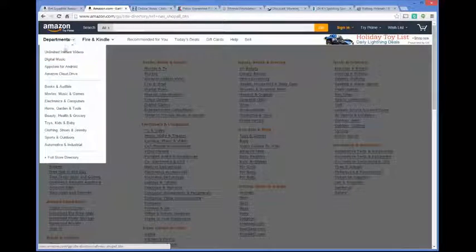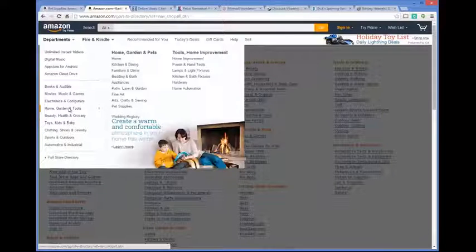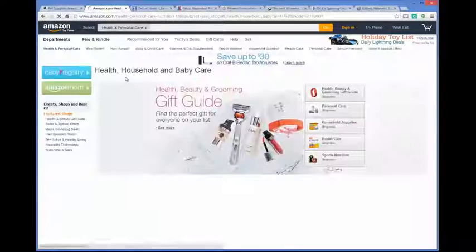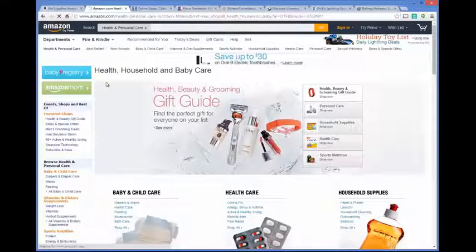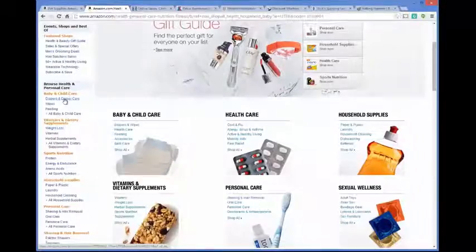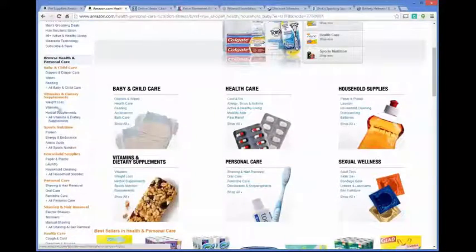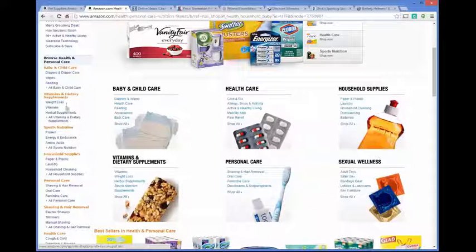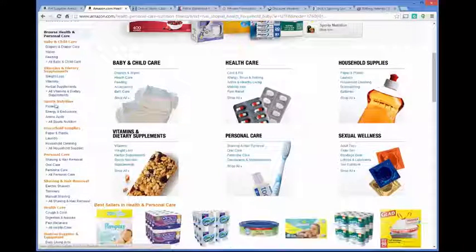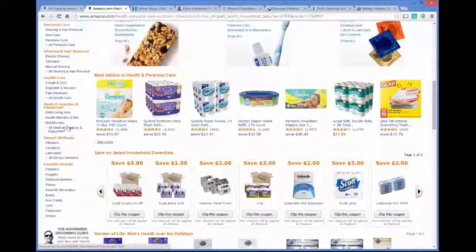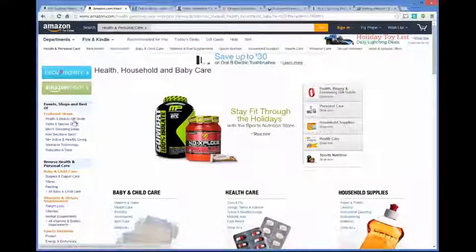If you look under departments and then scroll through here, so home and garden or beauty and health. If we went to the beauty and health department, and let's look up health, household, and baby care, we could find a whole other list of items. The baby care niche is obviously very, very big. And there's sports nutrition, vitamins, and dietary supplements. We all know that supplement niche is huge. Sports nutrition, household supplies. Let's go on down here and let's see, baby items.